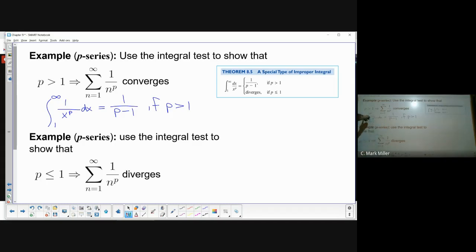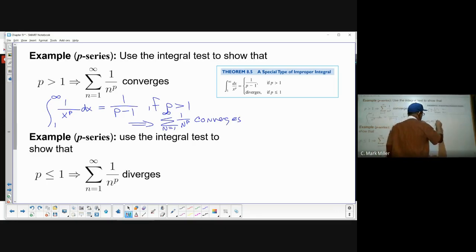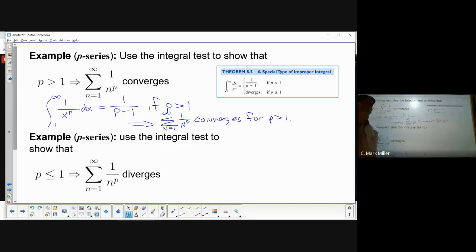So that integral converges for P greater than 1. Therefore the series converges for P greater than 1. So if you know the P integral test for integrals, this is a P series. A P series with P larger than 1 converges.